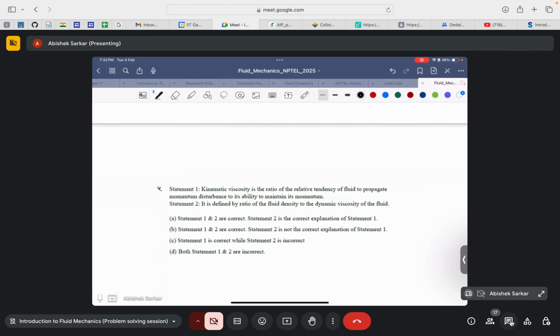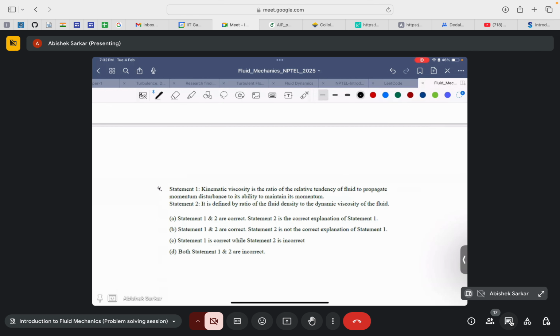Okay, then it means that this can be correct, right? And this is not possible because statement 2 itself is incorrect. So option A, C and B can be correct, so option B is eliminated. Now look into the definition of kinematic viscosity. We said that it is the relative tendency of the fluid to propagate the momentum disturbance. So mu, as we look into it, was the relative tendency of the fluid to propagate the momentum disturbance.